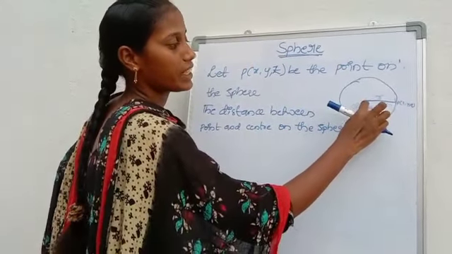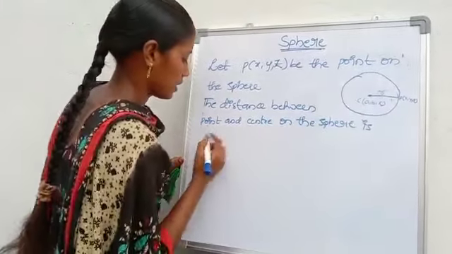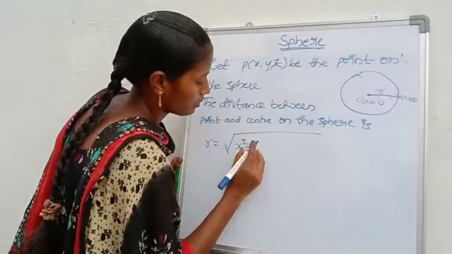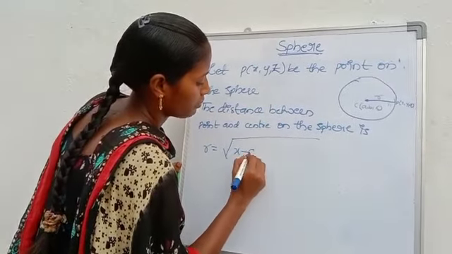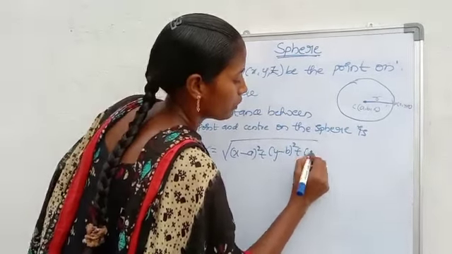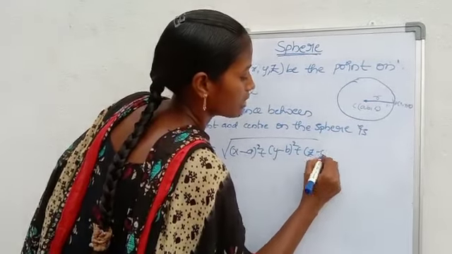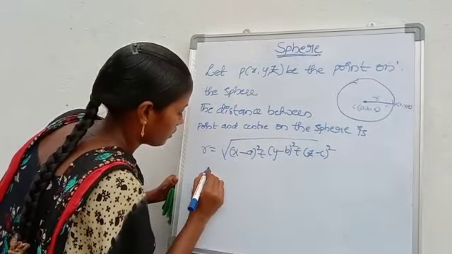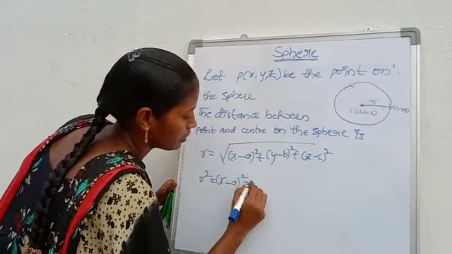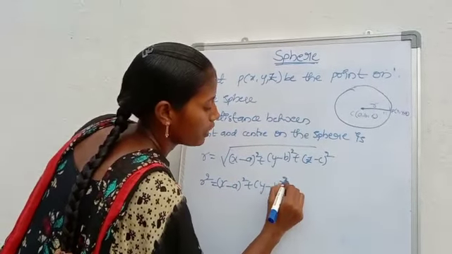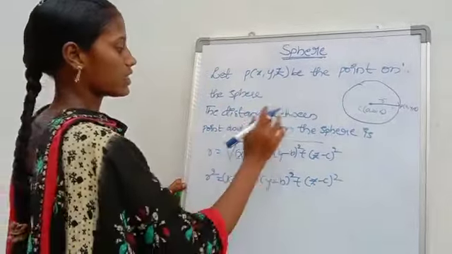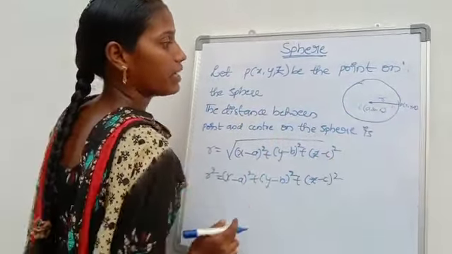The distance between center and the point on the sphere is r, that equals under root of (x minus a) whole square plus (y minus b) whole square plus (z minus c) whole square. So r square equals (x minus a) whole square plus (y minus b) whole square plus (z minus c) whole square. This is the distance between center and point on the sphere.